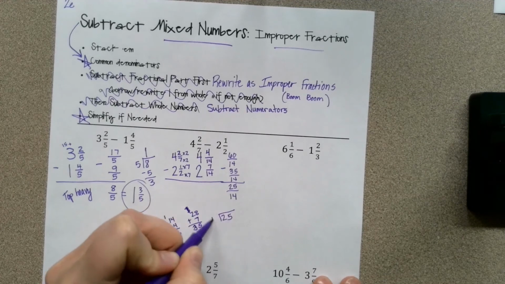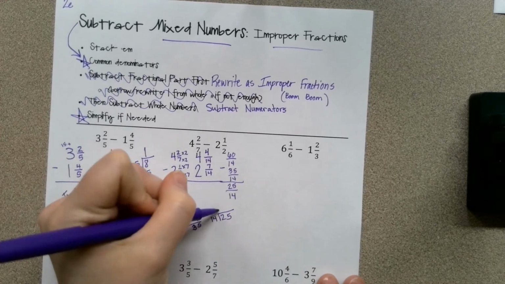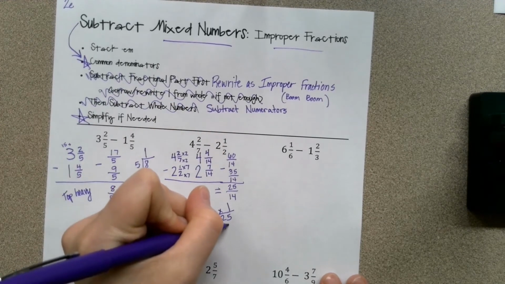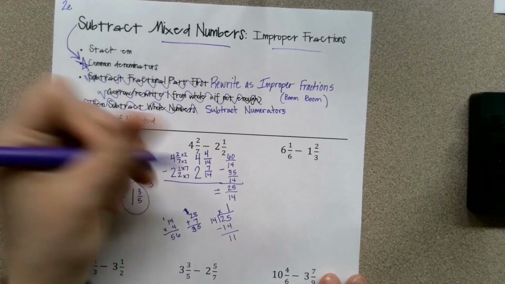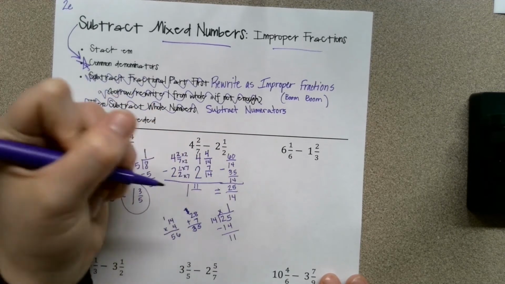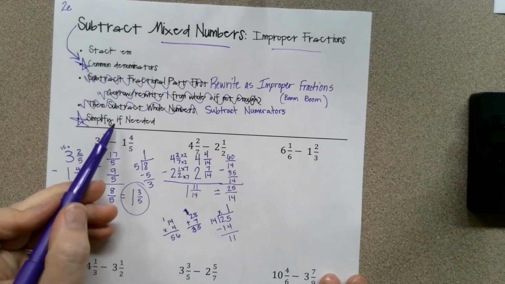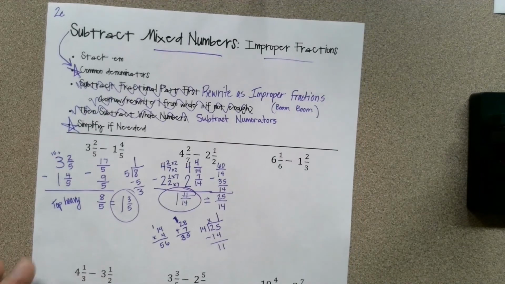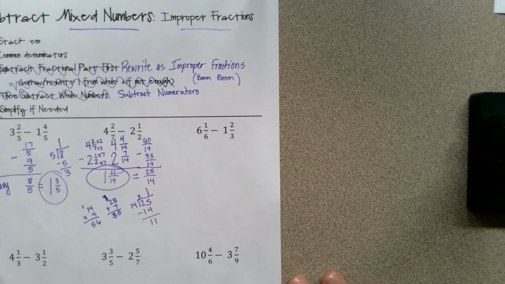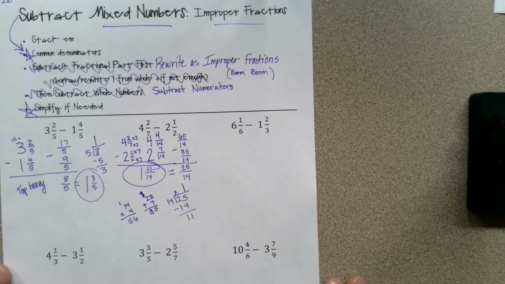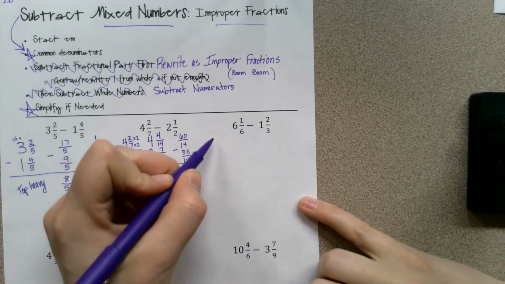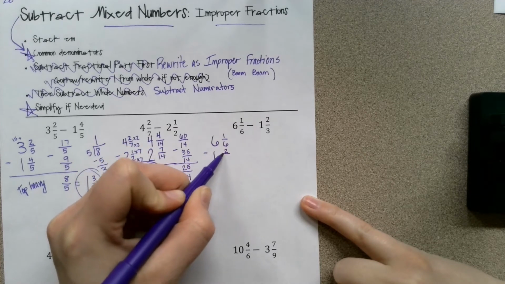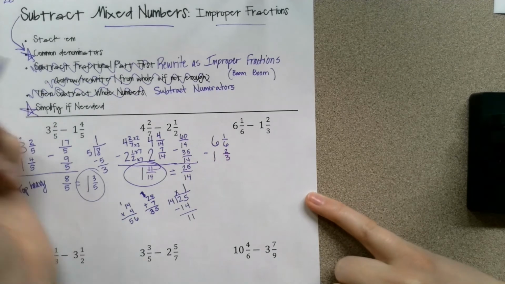25 divided by 14, 14 only goes into 25 one time. When we subtract the 14, we have 11 left over, so it's 1 and 11 left over out of the 14. Check to see if we can simplify any farther, which in this case we can't, and that would be our answer. Use the same process for this next one. 6 1/6 minus 1 2/3, stacking them, then getting common denominators.